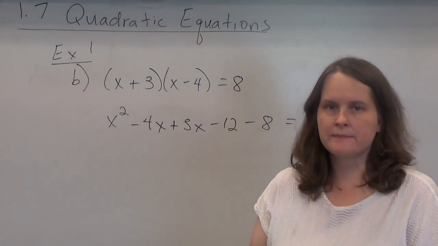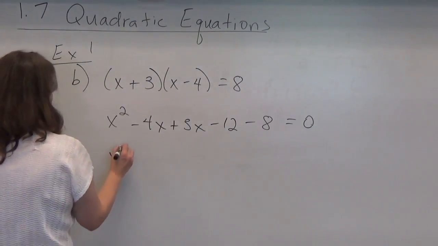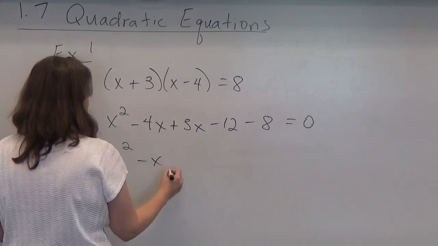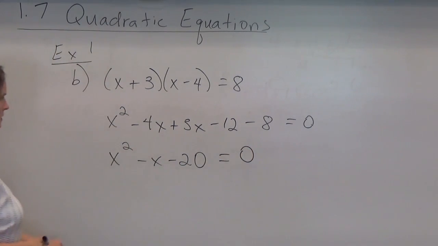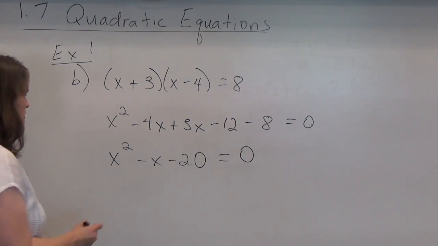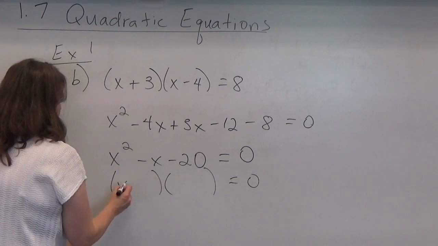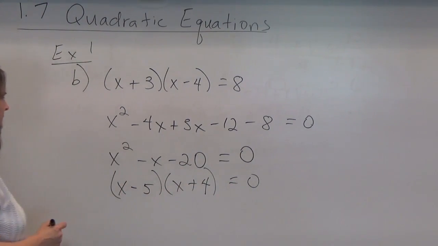Okay, so let's see how you did. If I combine like terms, I've got x squared minus x, and then negative 12 minus 8 gives me negative 20 equals 0. This can be factored. How did you factor that? You should have factored this as (x − 5)(x + 4) = 0.